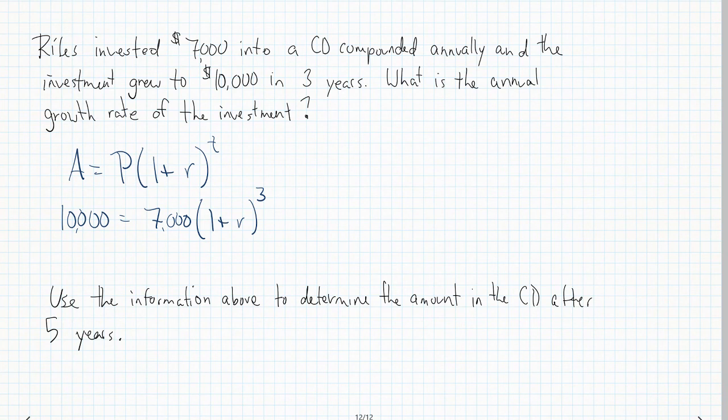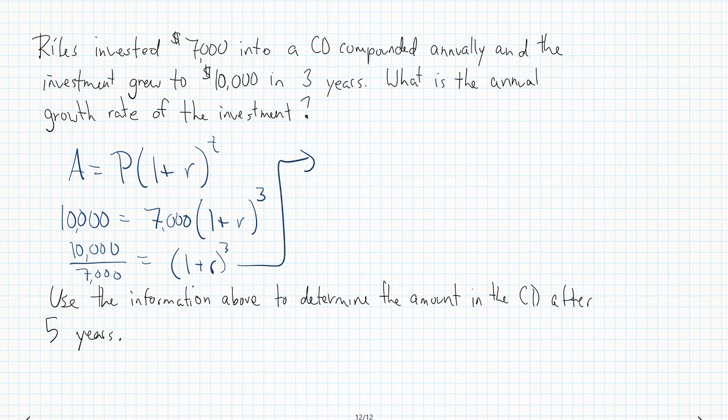So the way we go about doing this is first divide. We want to try and isolate the 1 plus R. So first thing we do is we divide by the 7,000. Okay. So notice we can cross off all those zeros and we're left with 10 over 7 equals 1 plus R cubed.